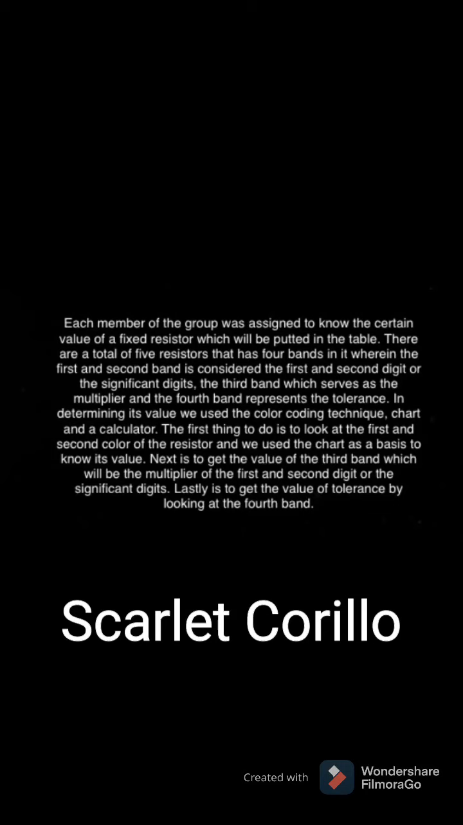The first thing to do is to look at the first and second color of the resistor, and we use the chart as a basis to know its value. Next is to get the value of the third band, which will be the multiplier of the first and second digits, the significant digits. Lastly is to get the value of tolerance by looking at the fourth band.